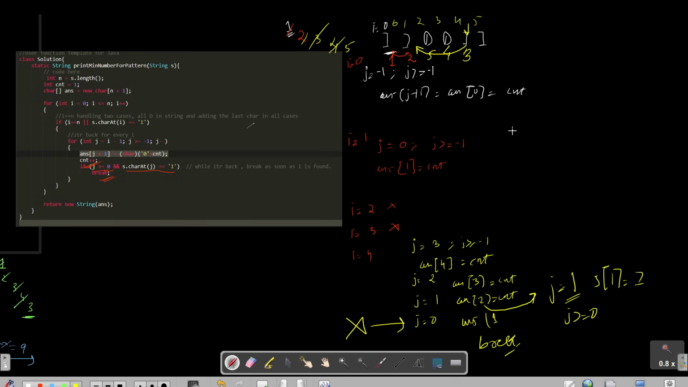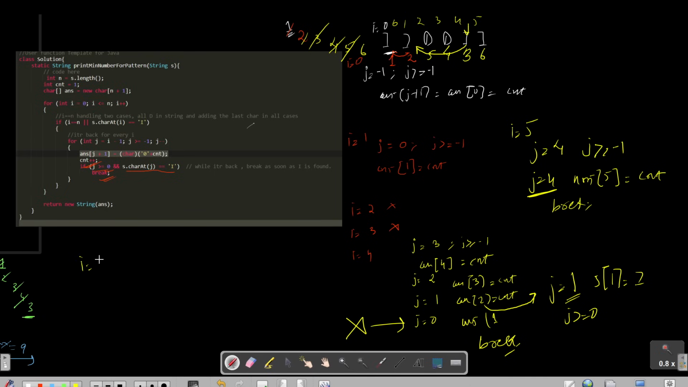So one last iteration will happen for i equals 5, right? And j would be pointing from j equals 4 till j greater than or equal to minus 1. Okay, so for j equals 4, what would be updated? Your answer of 5 would be updated as your current count. The count 5 was there, so it would be updated to 6. So now you have your 6 here, right? And for j equals 4, again you can see that at index 4 you have a previous i there. So again you will have a break condition.